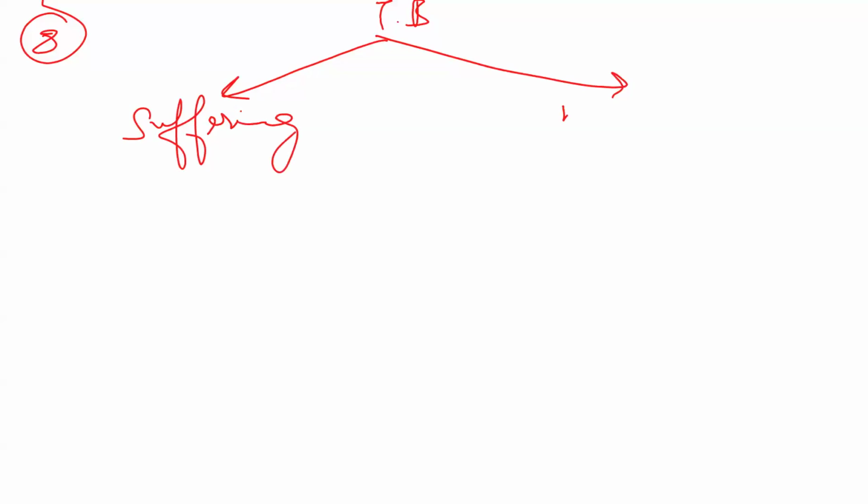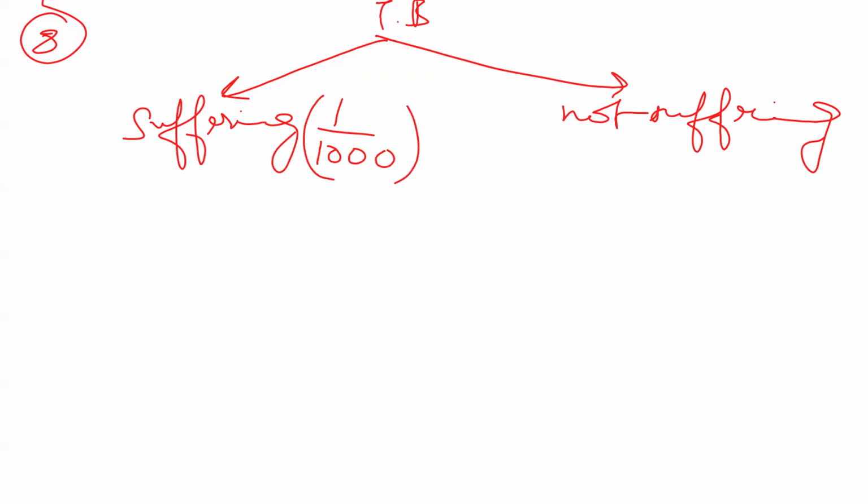TB: actually suffering, and not suffering. 1 out of 1,000 persons is suffering, so this is 1 by 1,000. And this will be 999 by 1,000, which is 1 minus 1 by 1,000.